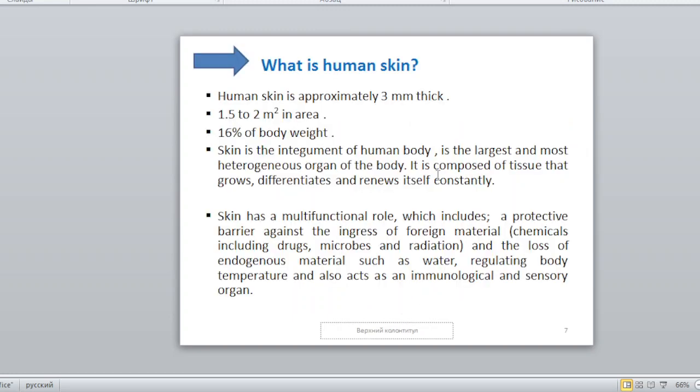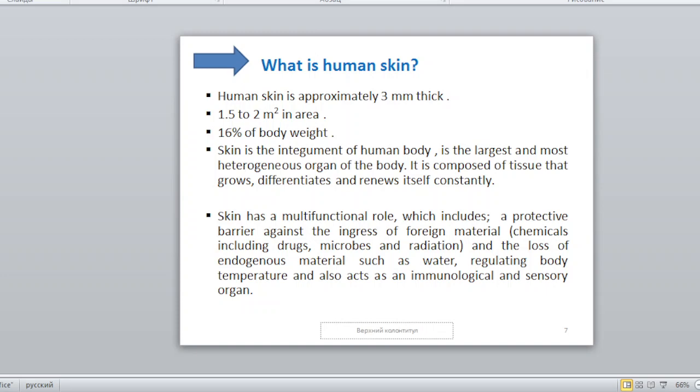Next slide. What is human skin? Human skin is approximately 3 millimeters thick, 1.5 to 2 meters in area, 16% of body weight. Skin is the integument of the human body, the largest and most heterogeneous organ of the body. It is composed of tissue that grows, differentiates, and renews itself constantly.